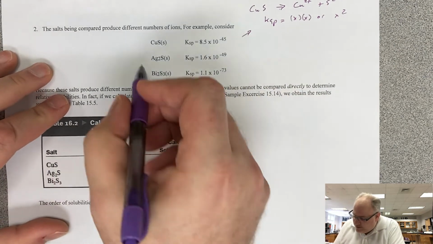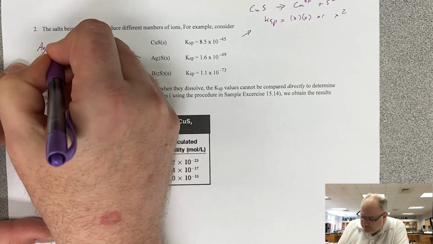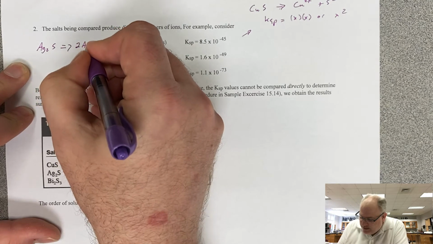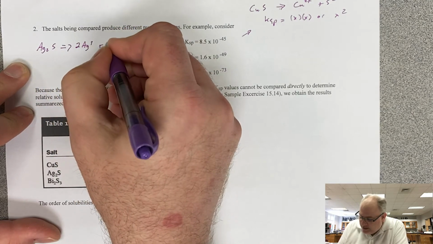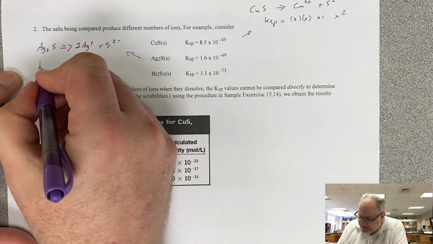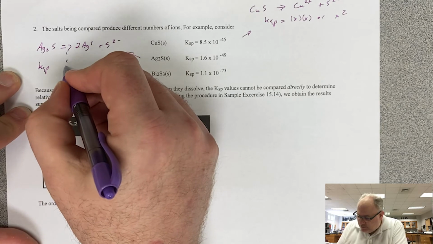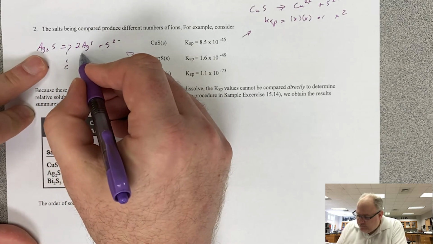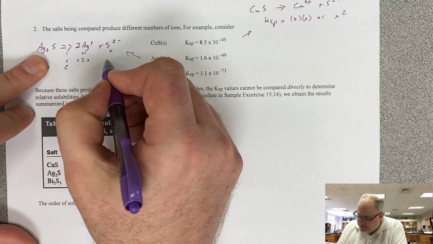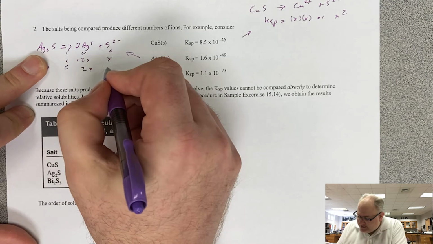But what if we did it for Ag2S? I'm going to do this over here. Ag2S, if it broke apart, wouldn't we end up with 2 Ag+ and 1 S2-? And if we set up our Ksp in this case, and I'm going to skip doing a whole ICE table, maybe I'll do it in here anyway. If we have 0 and 0 here, wouldn't you agree that my change here would be plus 2x and x? And at the end, wouldn't it be 2x and x?